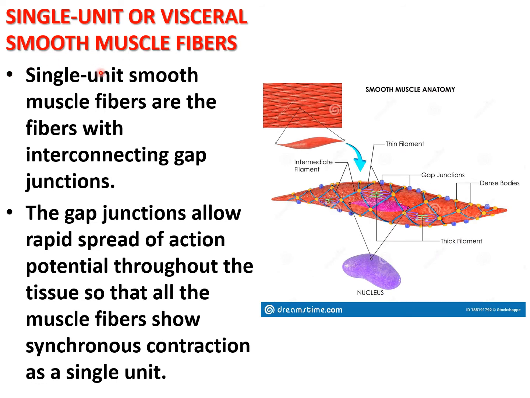Single unit or visceral smooth muscle fibers. Single unit smooth muscle fibers are fibers with interconnecting gap junctions, and these gap junctions allow the rapid spread of the action potential throughout the tissue so that all the muscle fibers show synchronous contraction as a single unit. So these are the gap junctions. Because of the presence of the gap junctions, they allow the rapid spread of the action potential throughout the tissue. And this one is a dense body and thick and thin filaments.